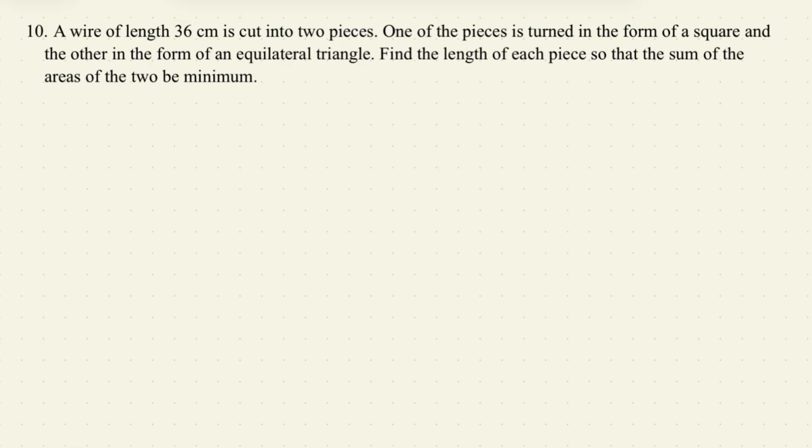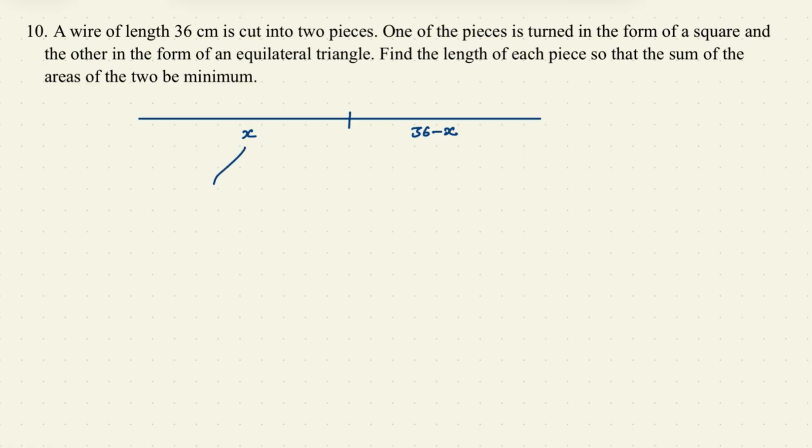Question 10. A wire of length 36 cm is cut into two pieces. One of the pieces is turned in the form of a square and the other in the form of an equilateral triangle. Find the length of each piece so that the sum of the areas of the two should be minimum. So there's a wire of length 36 cm and this wire has been cut into two pieces. Let that be x and the other be 36 − x because the total length is 36.